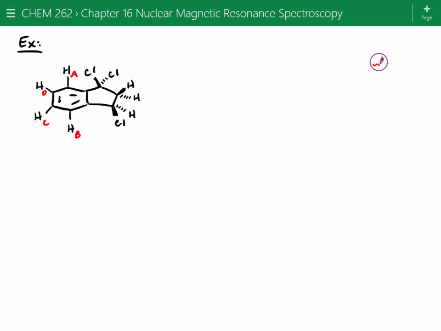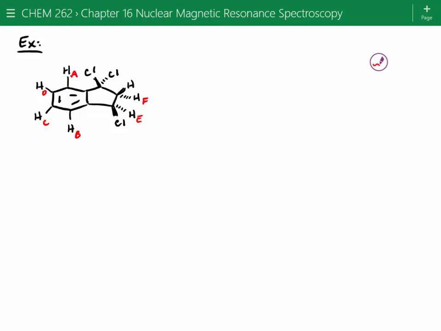What about this proton here? This will be E, I guess, if we're going alphabetically. Are there any other just like it? No, there are no other protons attached to a carbon with a chlorine. What about proton F? Are there any just like it? No. This is a little weird to think about.